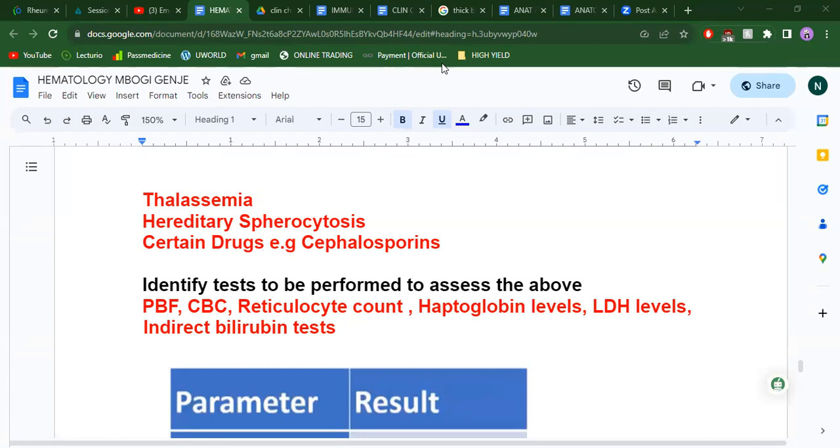And this is occurring in intravascular hemolysis. But in extravascular, where the RBCs are destroyed in the spleen or outside the vessels, the levels of haptoglobin will be normal because hemolysis has not occurred inside the blood vessels. So the haptoglobin are still unbound to the hemoglobin. Okay.